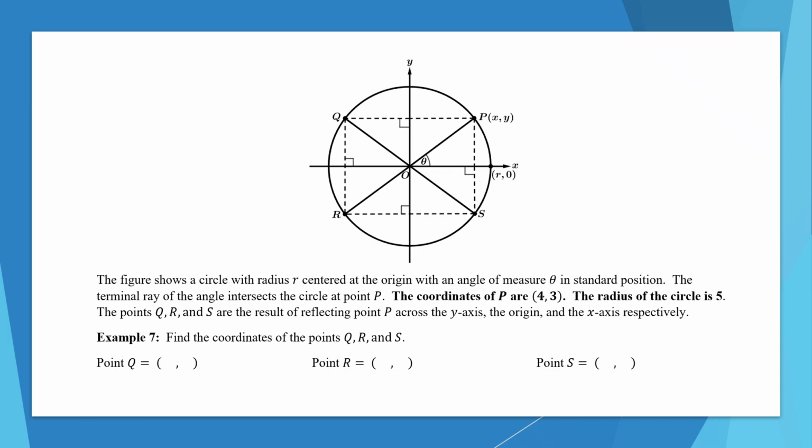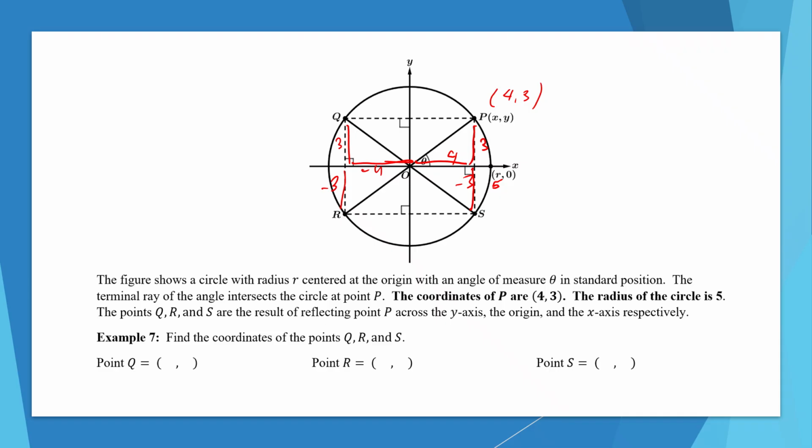All right. Moving on to example number 7, the figure shows a circle with radius r centered at the origin. The coordinates of P is 4, 3, and then the radius of the circle is given to be 5 here. So find the coordinates of Q, R, and S. So here, these are just simple reflections. So if this is 4, and then this is 3, this is going to be -4, still +3. This would be -3 because they're going down.